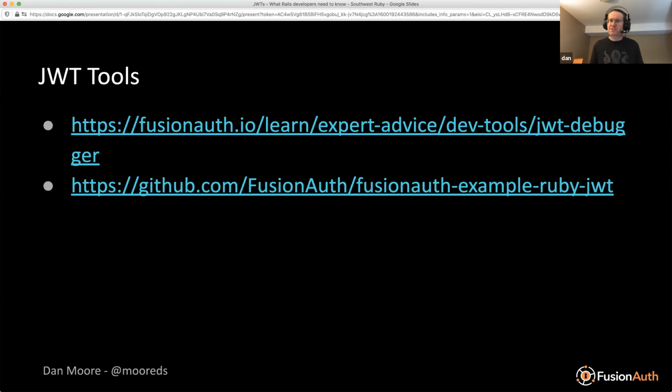JWT tools. This is one of many JWT debuggers. You can cut and paste your JWT and it will decode it and make sure it's a valid JWT. It happens to be on the FusionAuth site. And the example code that I showed you pieces of is available on GitHub as well.